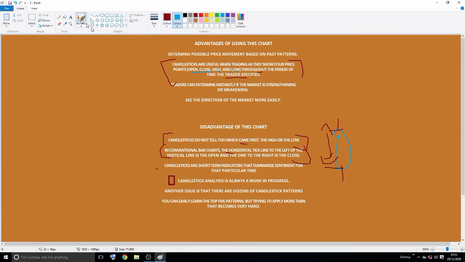Candlestick analysis is always a work in progress, because the candlesticks do not close the way they open. You are always on the lookout. You must always be active on the chart.